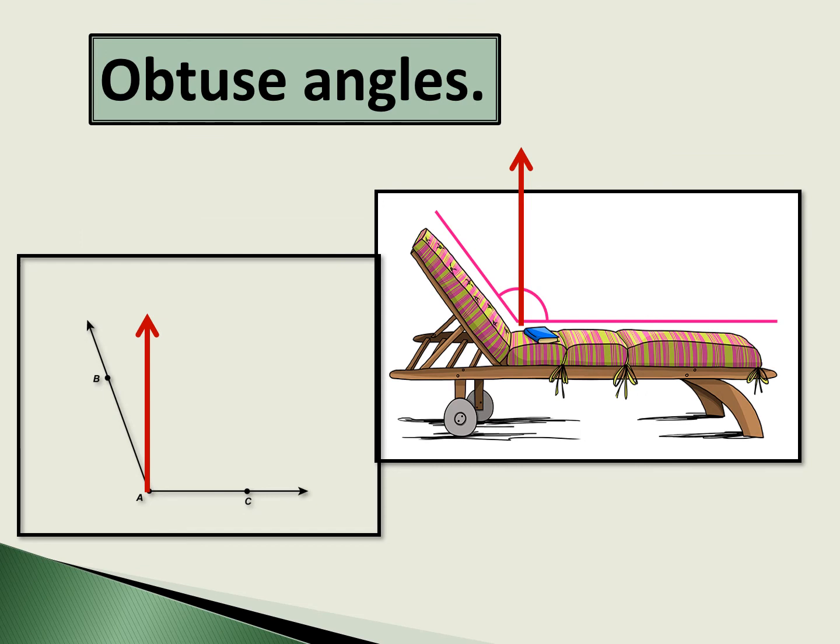Obtuse angles. Let us look at the figure given below. We see that the red ray forms a right angle along with the arm AC. But in this figure, there is another angle formed, and that is angle BAC. This angle BAC is more than the right angle. So an angle which is more than a right angle is called an obtuse angle.